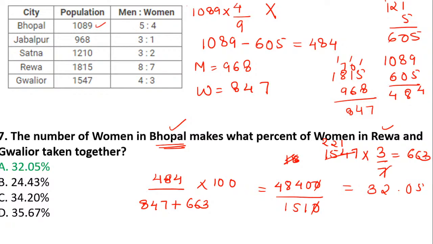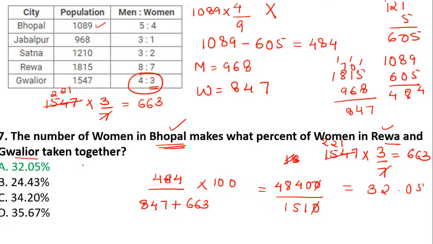The same I did with Riva also. But only the Gwalior value I did not know. What was the population of Gwalior? 1547. And the population is given in ratio, and we have to find out for women. So, the women number we will write first. That is 3. And 4 plus 3 is how much? 7. So this 7, when it gets cancelled, it will give you 2, 2, 1. So the number of females will be 6, 6, 3.